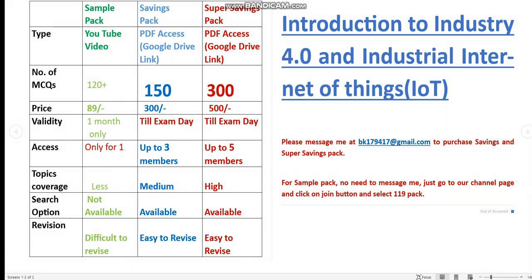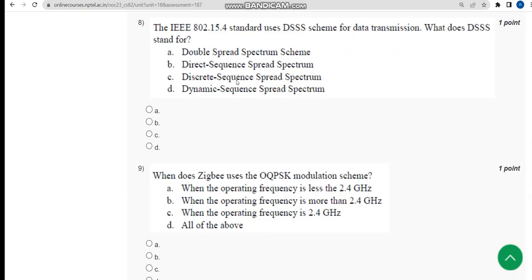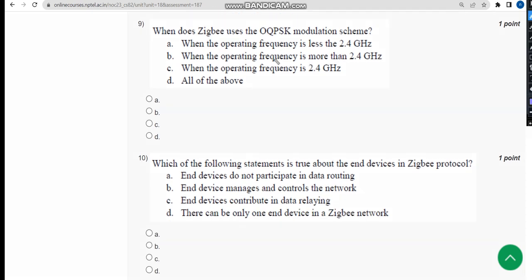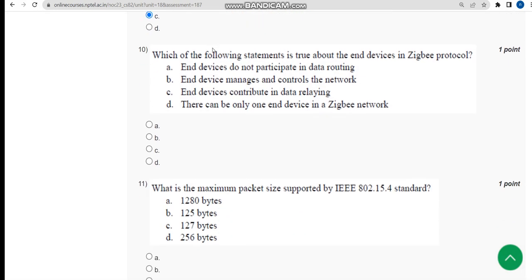So now let's get back to the solutions. For 8th question, the correct answer is option B. Now let's move on to the 9th question. For 9th question, the correct answer is option C. Now let's move on to the 10th one. For 10th question, the correct answer is option A, guys.